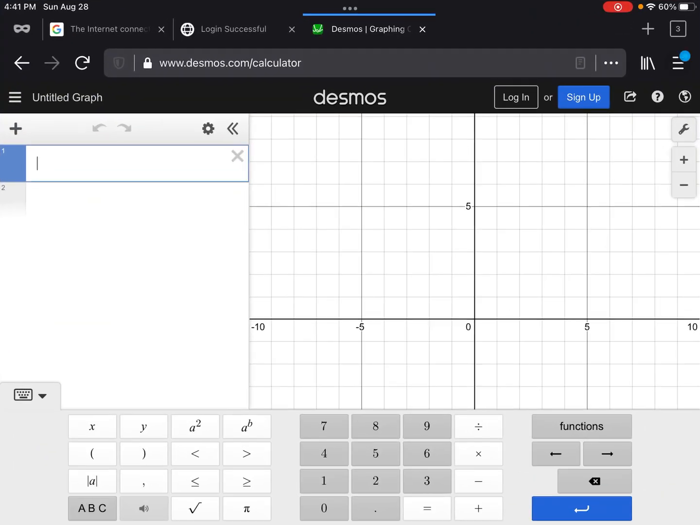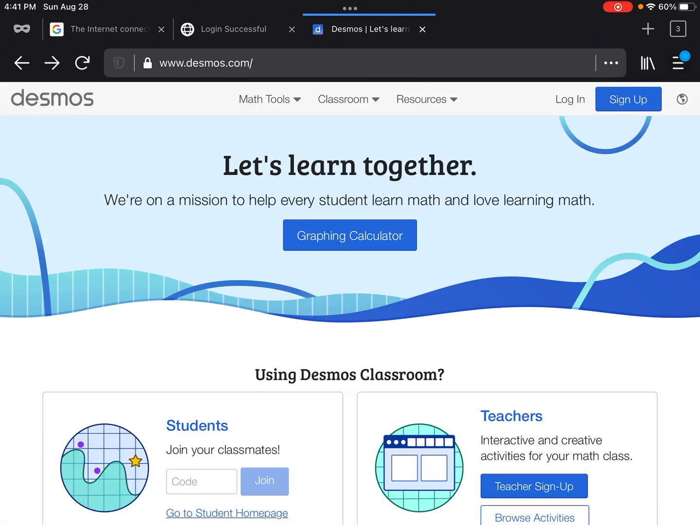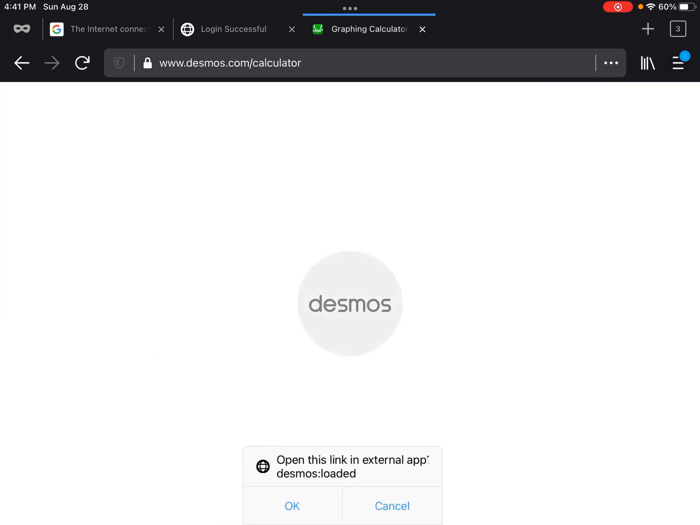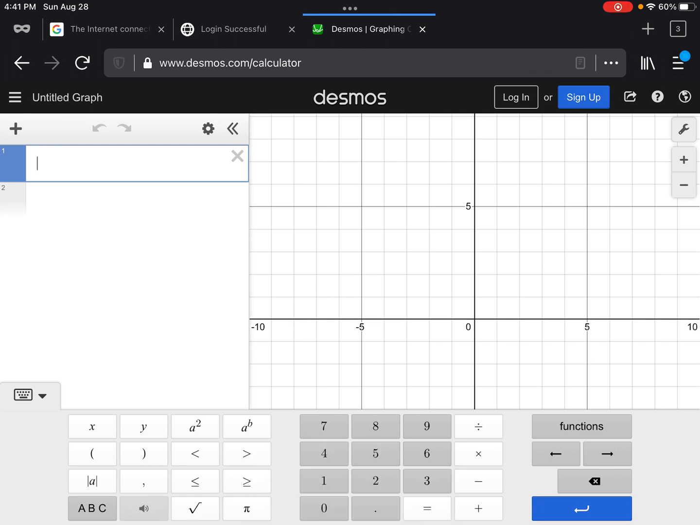Now let's say you don't have that available. You can just go to the website desmos.com. To get there, just literally type in desmos.com. And right on the front page, you see this graphing calculator option. Hit that, and you start seeing these equations you can type in.